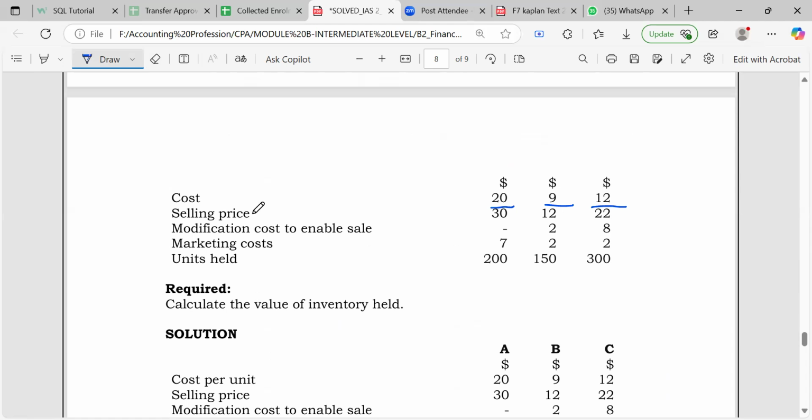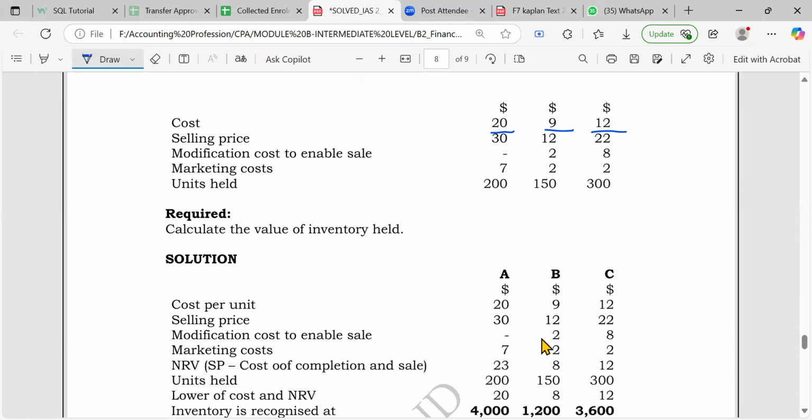So the cost necessary to make the asset ready for sale and the incidental cost of actually making the sale possible, right? So we have here modification cost to enable the sale, but also the marketing cost to actually sell that asset, so you'll have to deduct. So here we have the selling price of 30. I will deduct modification cost, which is 0, and the marketing cost, which is 7. So it will be 30 minus 7, which gives us 23.